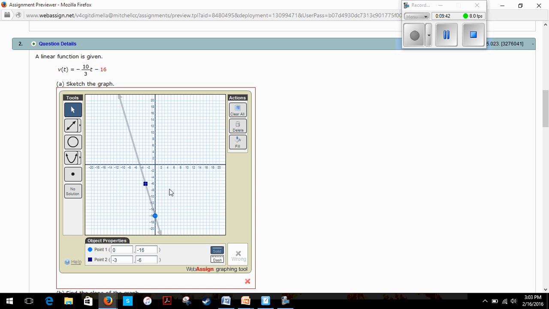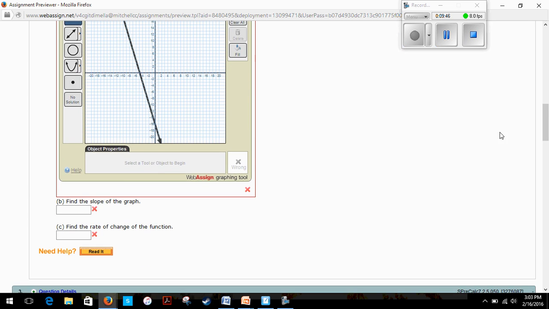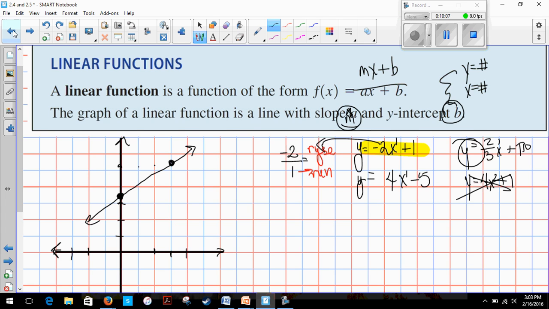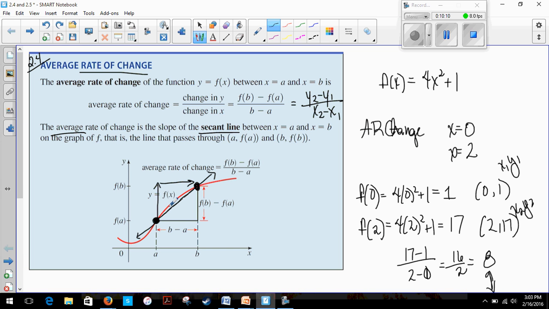And I'll put him there, and then I'll click on that. And my slope is a negative 10/3, which is the rate of change for my function overall. It's not an average rate of change because this is not curvy. How do I get from one point to the next always looks the same. I don't have to take a different number of steps like we would have had to do on this one.